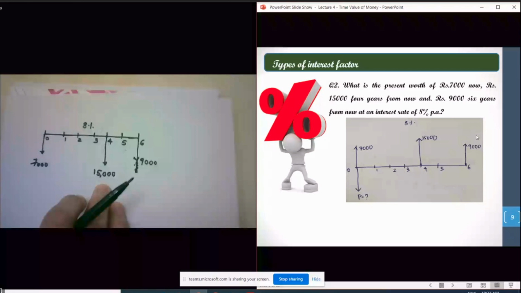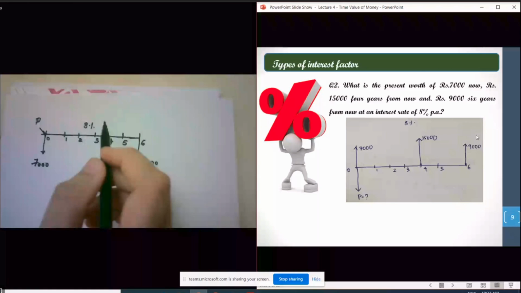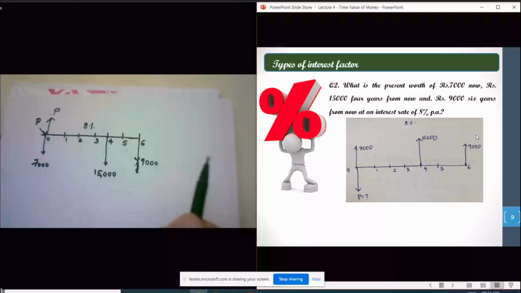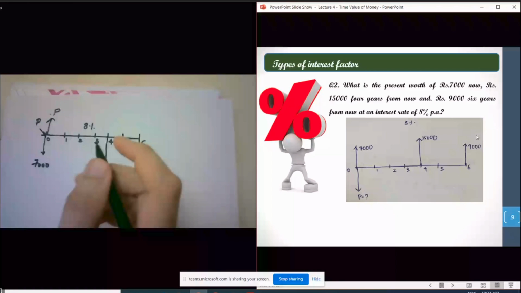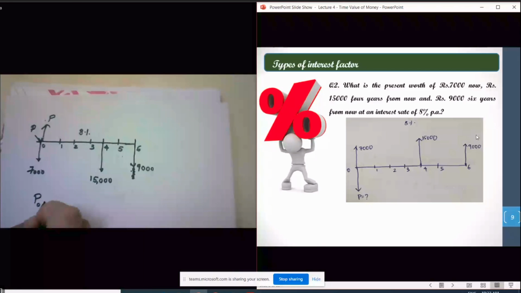Now this is the 0th year. We want to know what will be the value here. This value we need to calculate, that is P. I may write it with an upward arrow, or even with a downward arrow, which does not make any problem in this case. So how are we going to do this? Tell me what will be the value at the 0th year. I will be writing it step by step instead of writing one single equation. So what will be the present worth of 7,000?